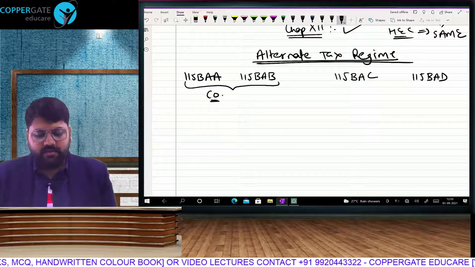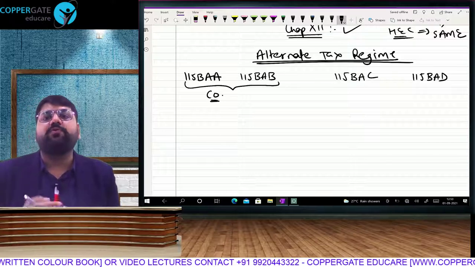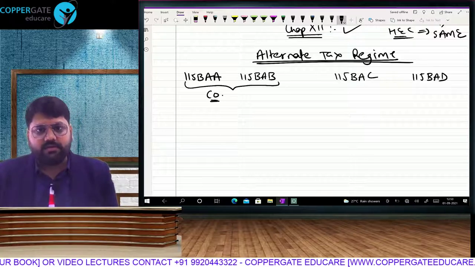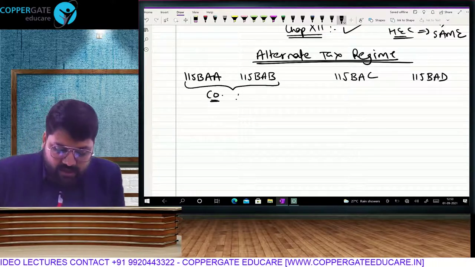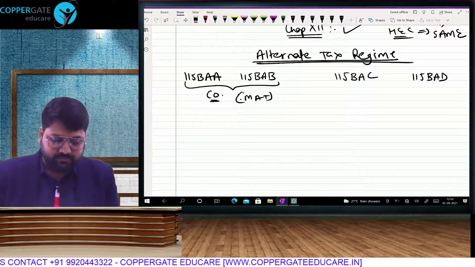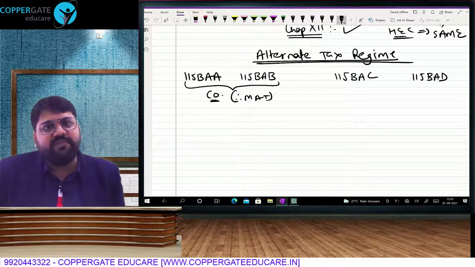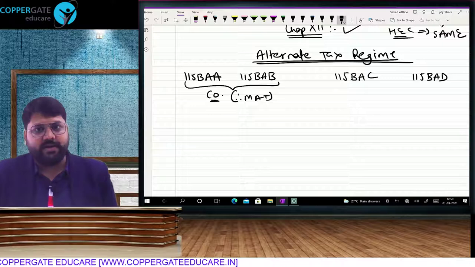BAA and BAB. BAA is for all companies. BAB is only if you are a newly incorporated manufacturing company. But it is for companies, and company taxation has already told you. Which chapter are we going to learn company taxation in? MAT. So 115BAA and BAB will be taught where? In minimum alternate tax.